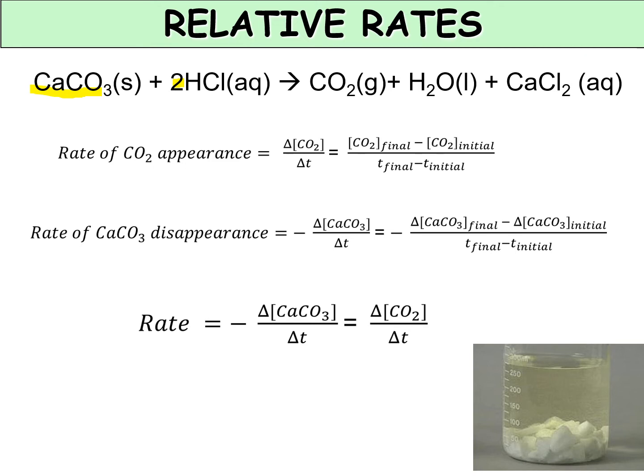So the rate of appearance of the CO2, according to the new way we just described, is a product, so we don't have to do anything with the sign. The coefficient is 1, so we don't have to do anything with that as well. So we just take the change in concentration divided by the change in time. For the calcium carbonate, we are going to use a minus sign because it's a reagent that is disappearing. And this way we will have 2 rates that are identical. So this is a relative rate, it is expressing the rate at which CO2 is formed relative to the rate at which the calcium carbonate is used up.